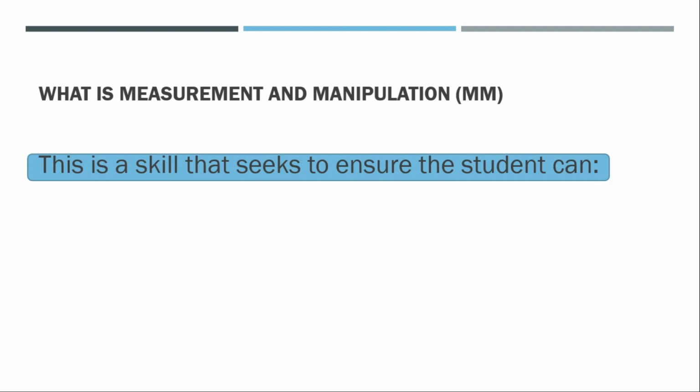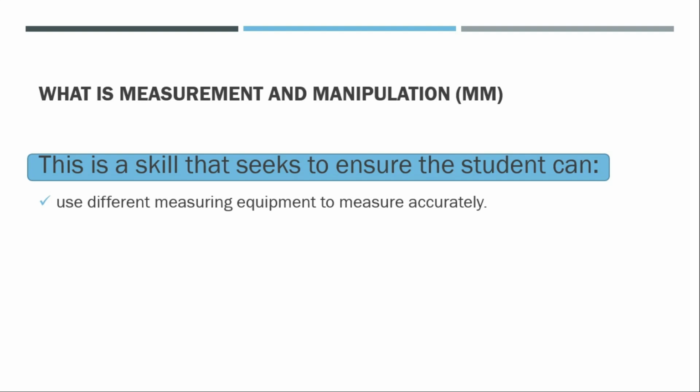Just before school gets started, I think school should be started, get started tomorrow, or the 5th of October, somewhere there. Now the skill, this is a skill. What is Let's look at what is Now is a skill that seeks to ensure that the student can, 1, use different measuring equipment to measure accurately. Use different measurement equipment to measure accurately.